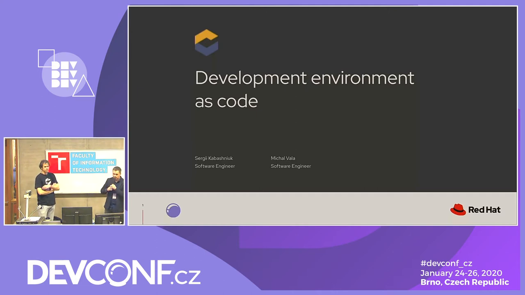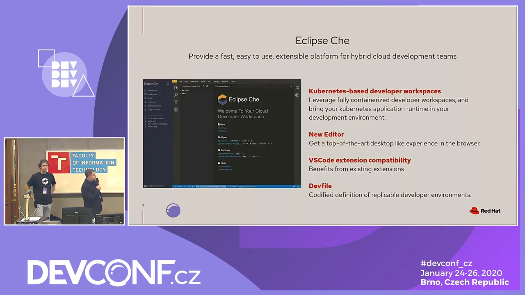This is Michal, Vala. We are Red Hatters, and today we are going to talk about developers, development environments, and development tools which can help you and make your development easy. As this tool, we're going to talk about Eclipse Che, which is an open source project, and we are contributors of this project, which aims to provide a fast, easy to use, extensible platform for hybrid cloud development. It provides Kubernetes-based developer workspaces.